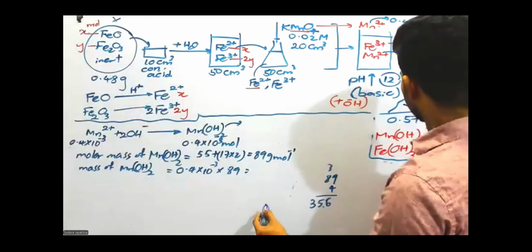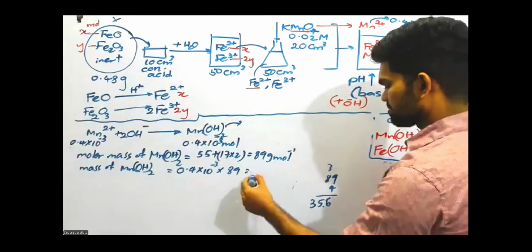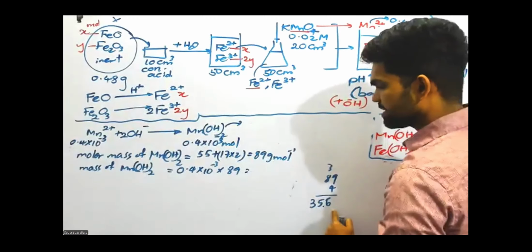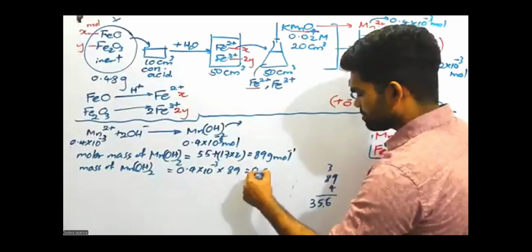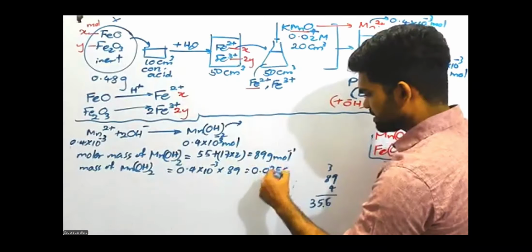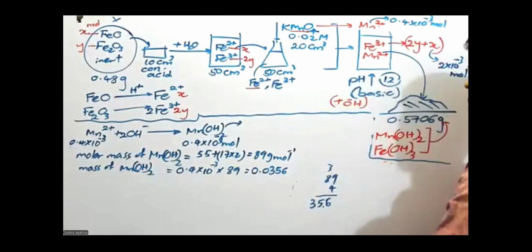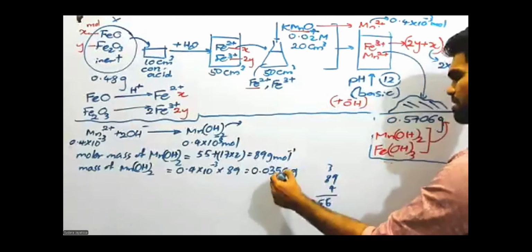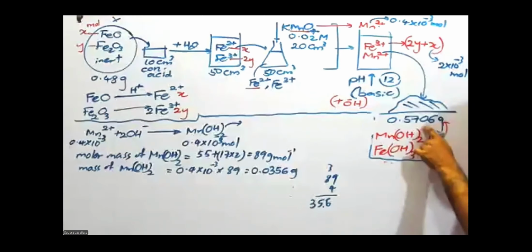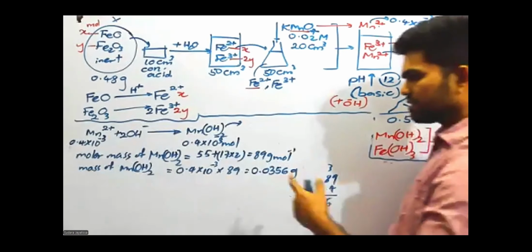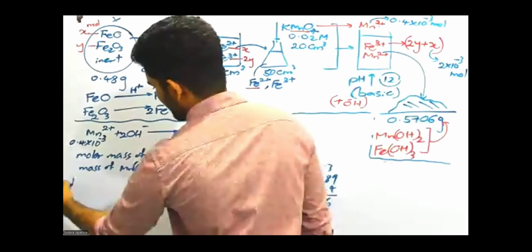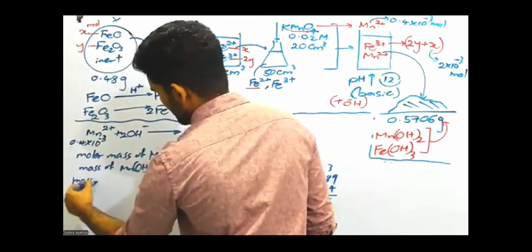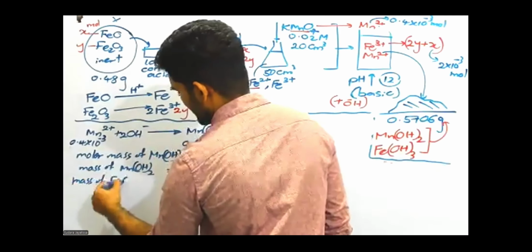So the answer is 35.6 into 10 to the power minus 3, or 0.0356 grams. Now this is the total mass. So then by subtracting, you can find out the mass of ferric hydroxide.